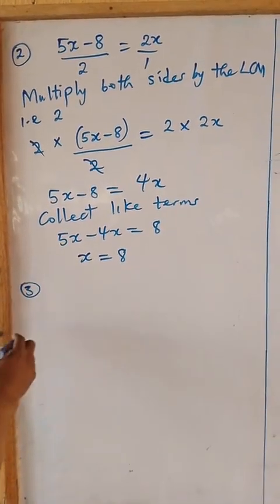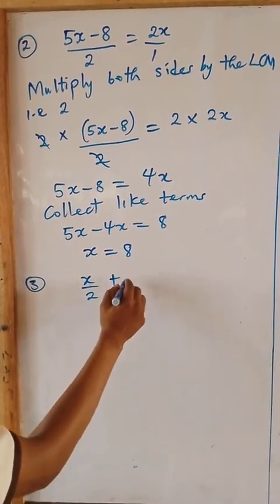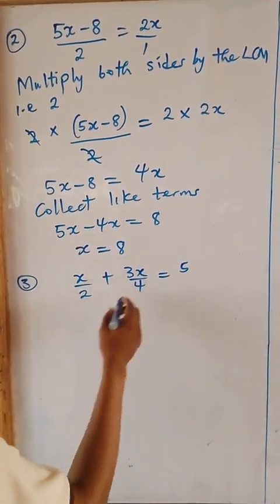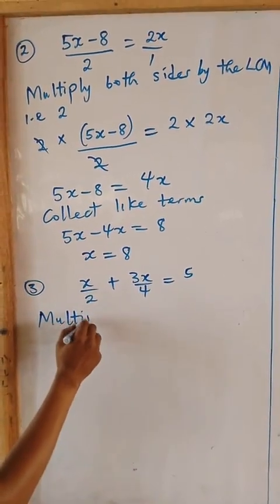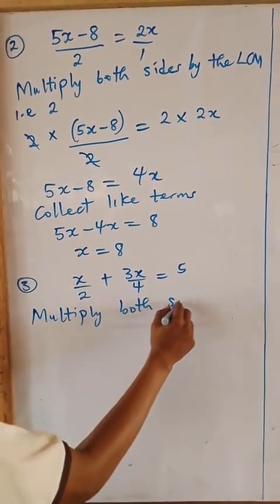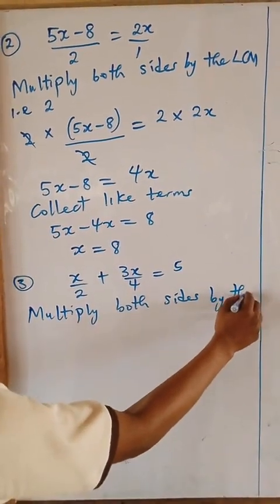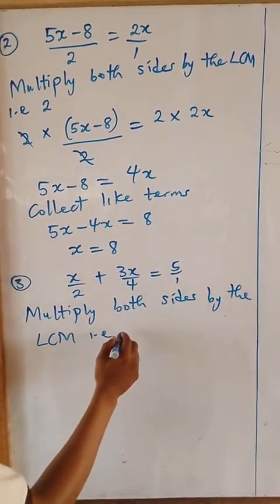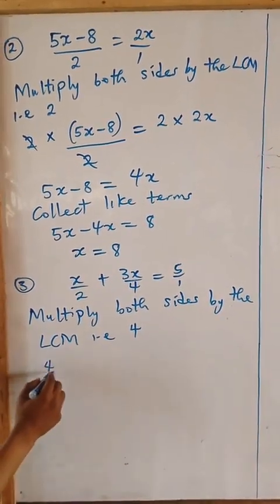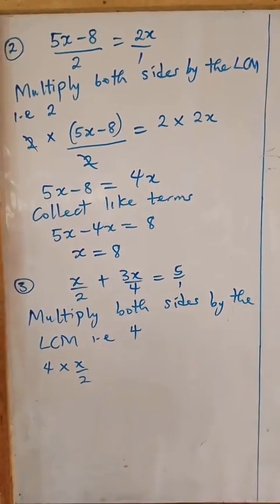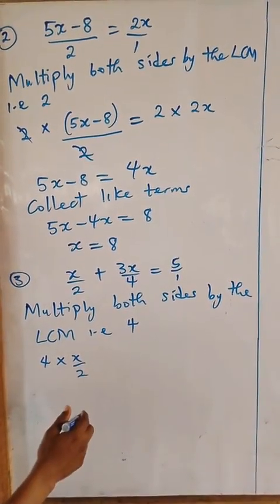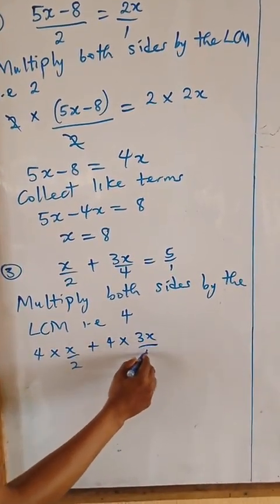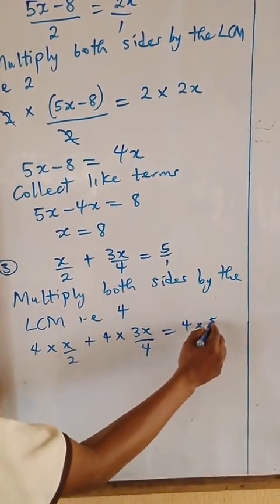Let's solve question 3. We have s over 2 plus 3s over 4 is equal to 5. So we are going to multiply both sides by the LCM. And the LCM of 2, 4, and 1 here is 4. So we are going to have 4 times s over 2. We are going to multiply 4 by each term. So we are going to have 4 times 3s over 4 is equal to 4 times 5 over 1.